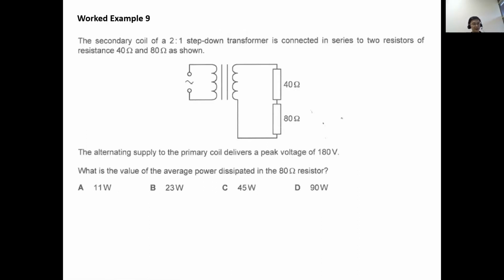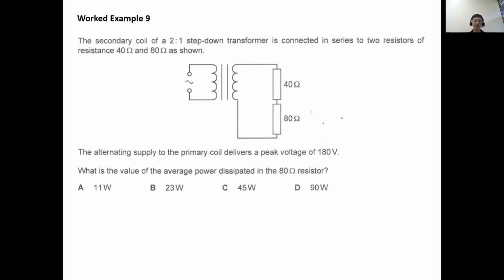Next, let's look at example number 9. Example number 9 is also the supplementary question number 1. So after I explain this, you can try it again in supplementary question 1 and see if you can remember how to do this. Here in this question, the secondary coil of a 2-to-1 step down transformer is in series with 2 resistors, 40 and 80 ohms. This was a past year MCQ.